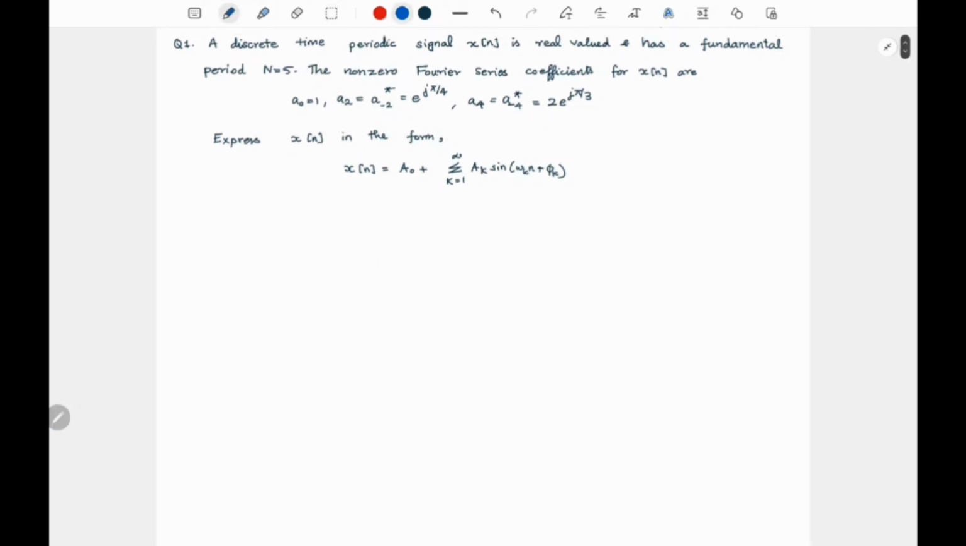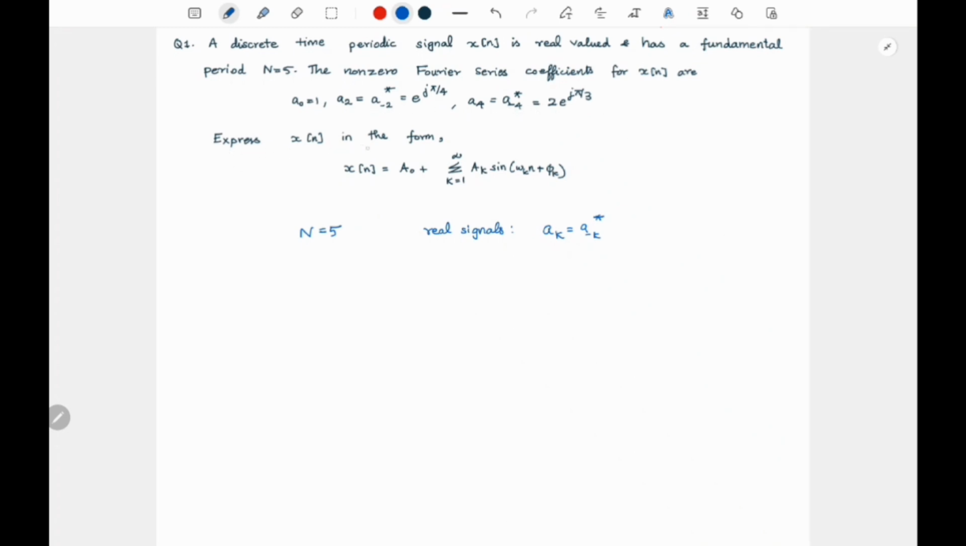a discrete time periodic signal x of n is real valued and has a fundamental period N equal to 5. So, N is equal to 5. The non-zero Fourier series coefficients for x of n are given, and as you would expect for real signals, we have a_k equal to a_{-k} star. So that they have also given it correctly.